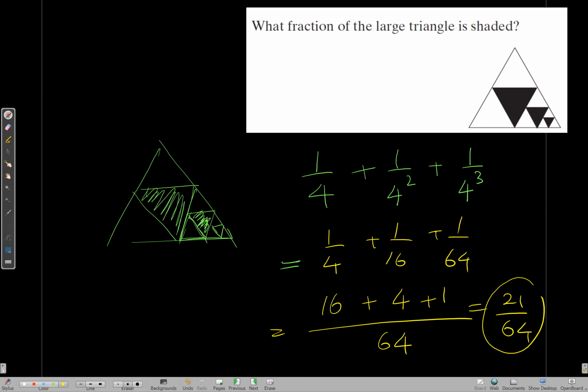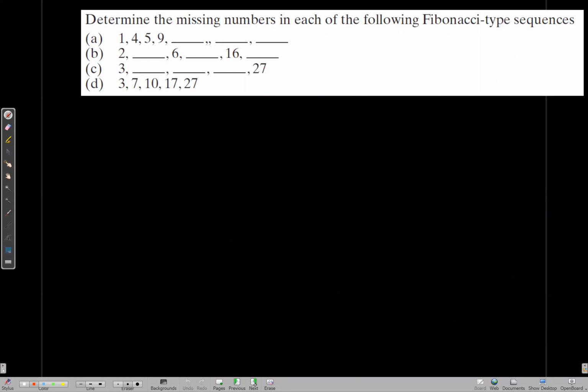But I would like to take one more step and I challenge you. What if this pattern keeps continuing? If I put some dots like here, if I rearrange the problem, what if it keeps going forever, like an infinite process? Then what fraction? Can you figure it out? Try it and you can make a comment. Okay, next problem. Now Fibonacci.